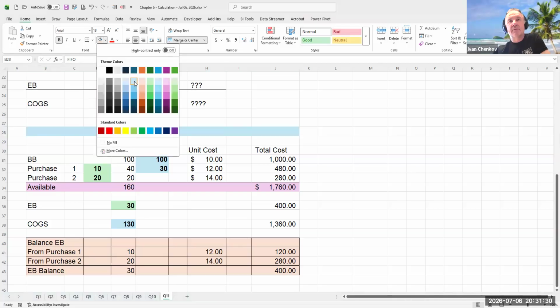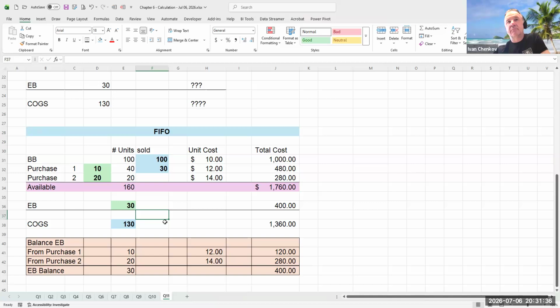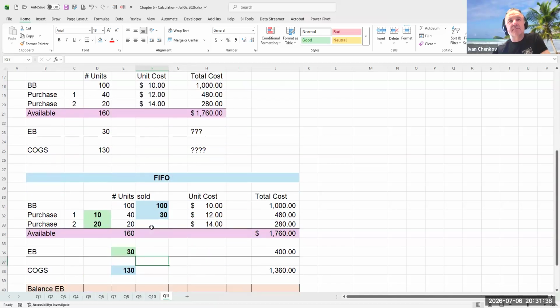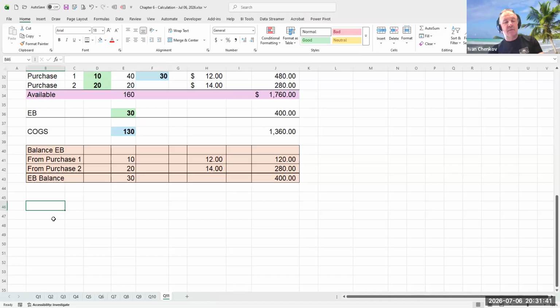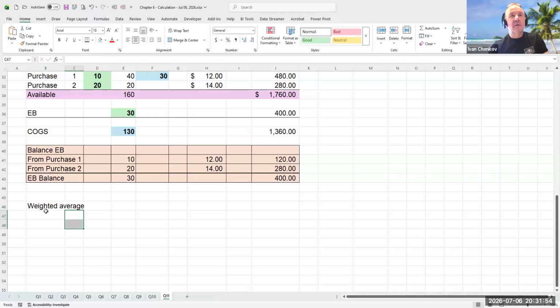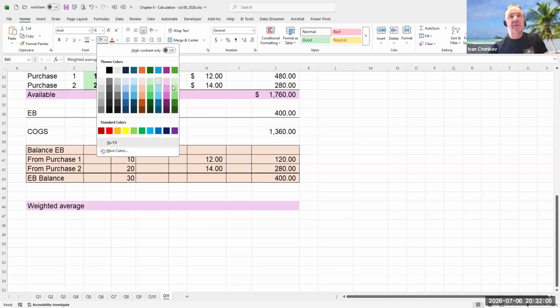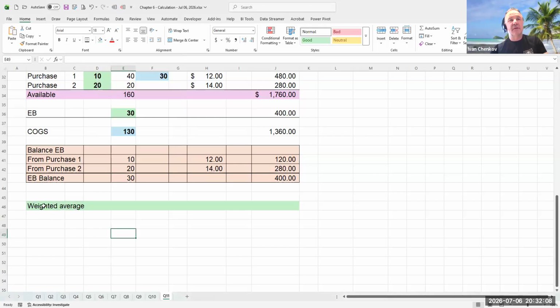Now what do we have to do? Now we have to do weighted average. For the weighted average, let's go here. Weighted average. For the weighted average, what I have to do is pretty much the same story, just repeating the information, but in a different color, so we can keep it on a different level.